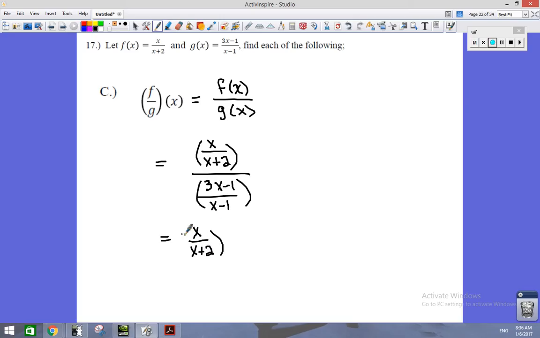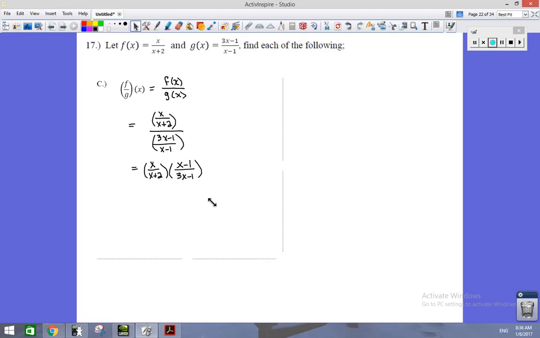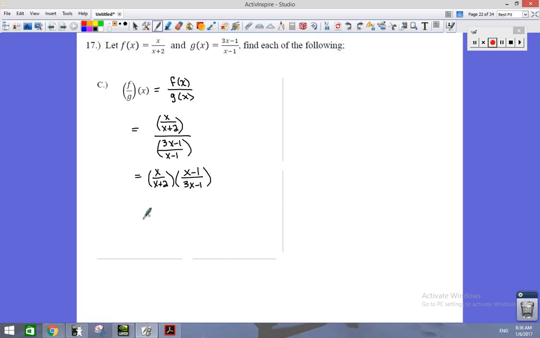I can take this numerator and multiply it not by the denominator, but by the reciprocal of this divisor, the denominator. This x minus 1 now comes up to the numerator, and this 3x minus 1 is in the denominator. And when you multiply fractions, it's super easy. You just multiply the numerators together, x times x minus 1, and we multiply the denominators together, x plus 2 and 3x minus 1.